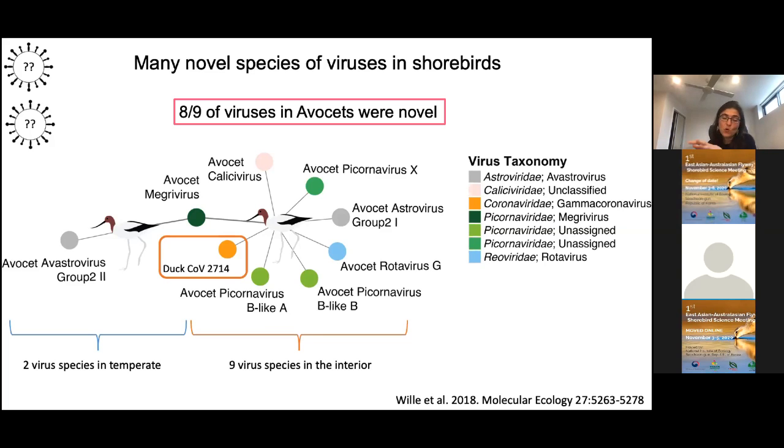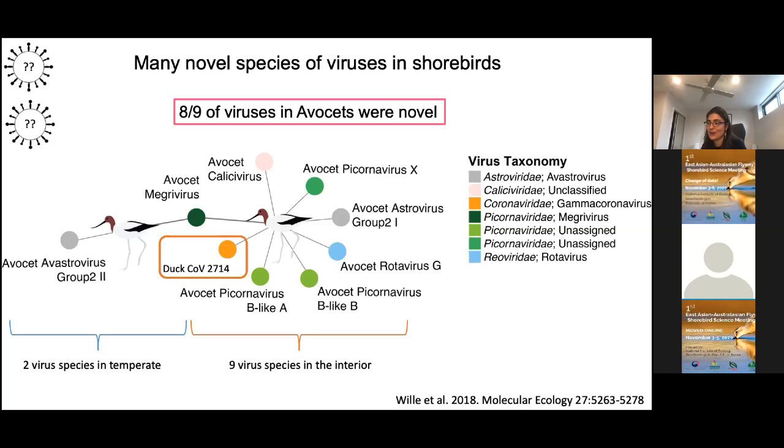Also, I just want to point out that the avocets from the interior from this study continue to blow my mind because of the large diversity. Yes, it was 10 individuals, but they were 10 individuals caught at the same time from the same place. And there's like 9 different viruses there. If we look at all the data, the amount of virus that they have was actually quite enormous, in proportion to all the other things it was really high. To date, it remains the highest.